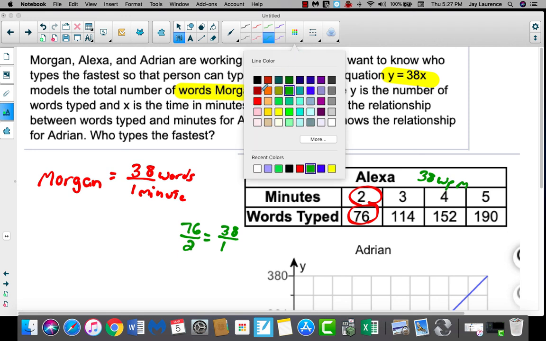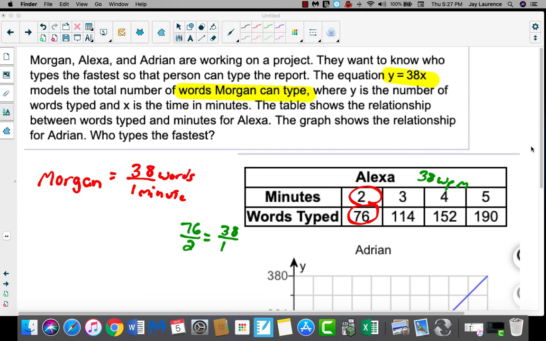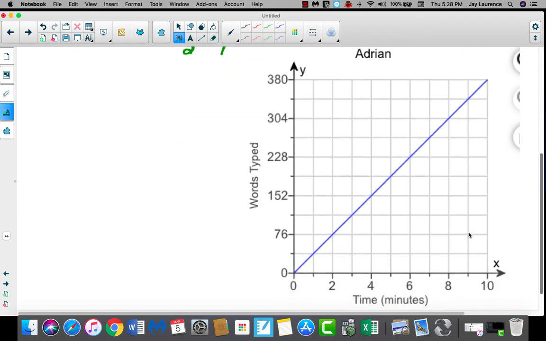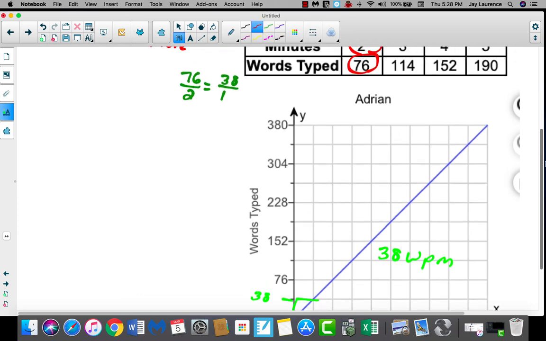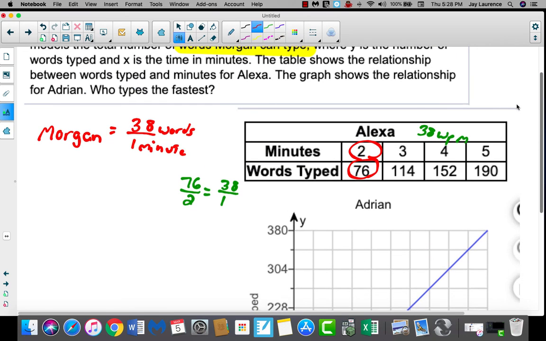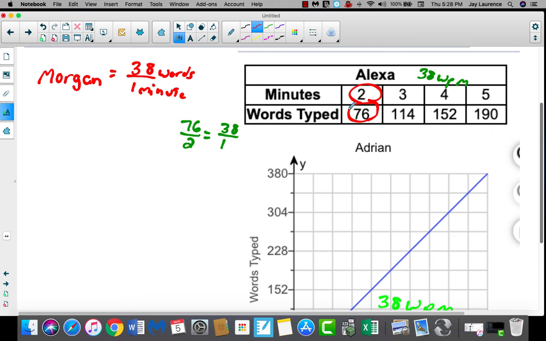Okay, now, let me get a color I don't normally use. There we go. All right, let's look at the graph for Adrian. We'll see what they're counting by. Looks like they're counting by 38. How did I know that? I did 76 divided by 2. So the rise is 38, the run is 1. Guess what her slope is? 38 words per minute. All 3 people type at the same exact rate. All 3 type at 38 words per minute. They all type the same rate. Their slopes are all the same.